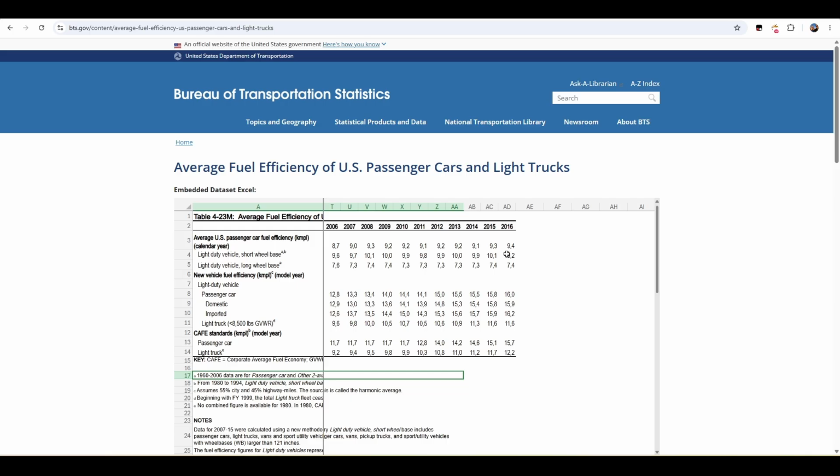I was just googling the average miles per gallon, and it said about 25 is the average in the USA. And that's with, I think, 55% in the city and 45% on the highway that people are driving. So it can vary, but that's about the average.